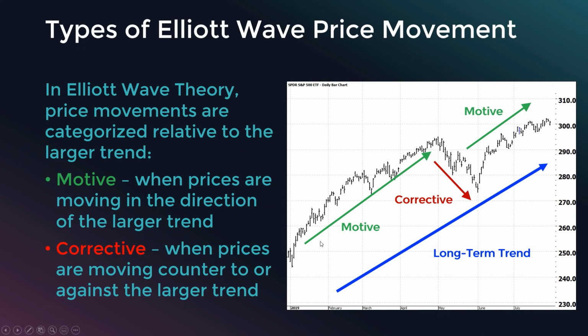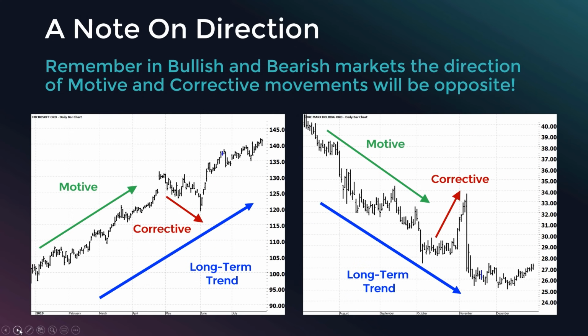So in the example again, you can see the motives are in the direction of the upward movement, the correctives are down, another motive to the upside. And that shows you that the two motives are moving in the direction of the overall trend, which is up. The corrective is moving in the opposite direction, or down in that instance. Remember, bullish and bearish markets have direction of motive and corrective movements that are opposite.